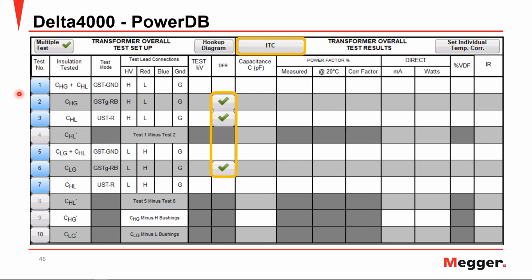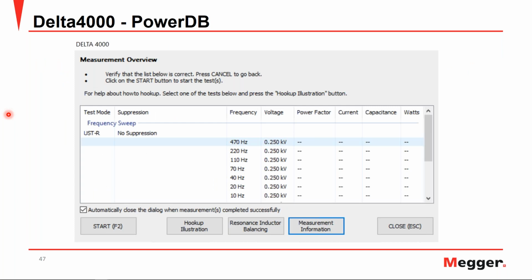Now, if we want to perform a test, for instance, the high to low insulation test, you would click the test number 3 here, and a window similar to this would pop up, which is your measurement overview. Notice the test mode is still the UST. You can see down bottom that we have options to start. We can look at the hookup diagram, and then notice that on our frequency, we have multiple frequencies selected to be tested, just showing that we are utilizing the narrowband dielectric frequency response.